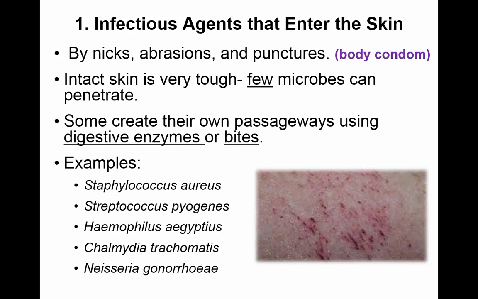Now, infectious agents that enter the skin. You get nicks and abrasions all the time on your skin, and your skin's pretty tough, and a lot of microbes can't penetrate, but some books refer to it as your body condom. But we do get punctured and nicked and scratched and scraped. And so some examples of microbiota that can cause problems, and you don't need to memorize these names, they're just here as examples, would be staph and strep and gonorrhea.